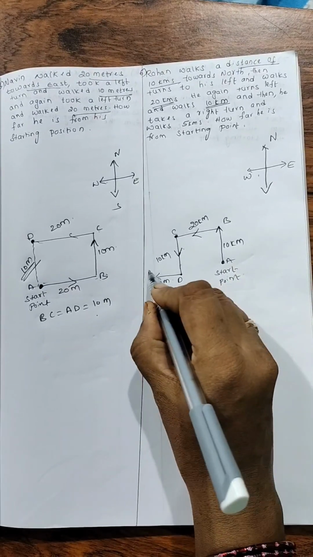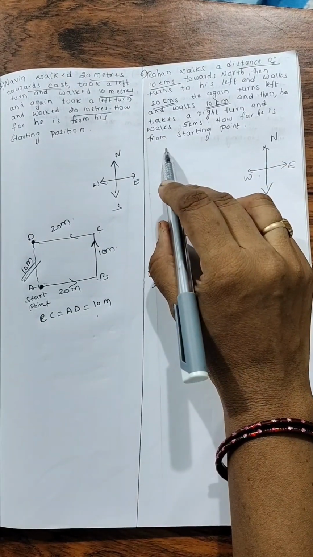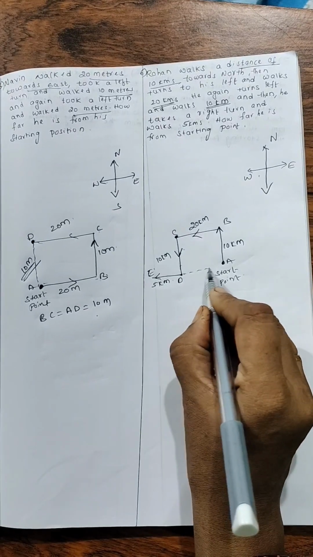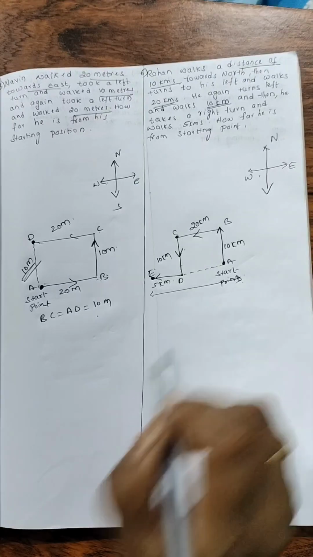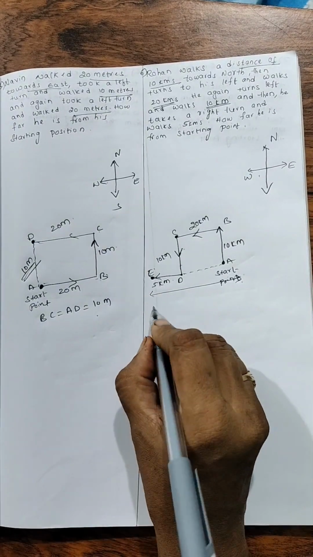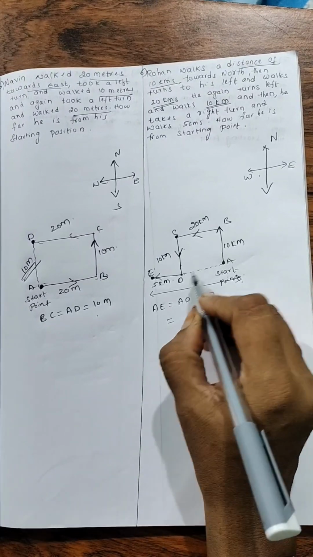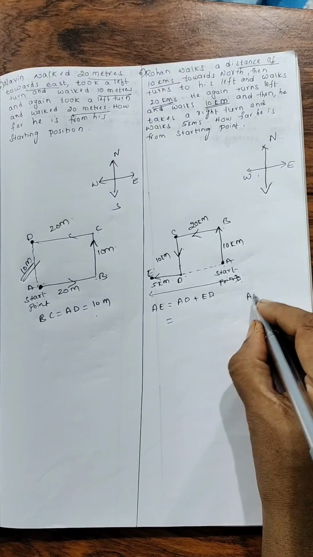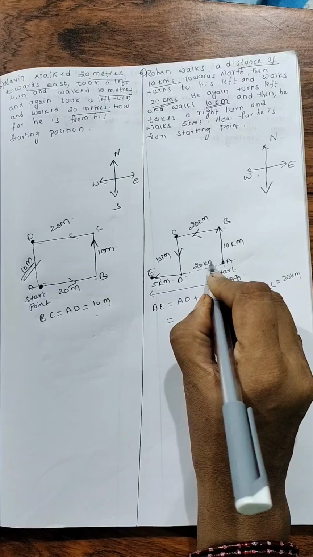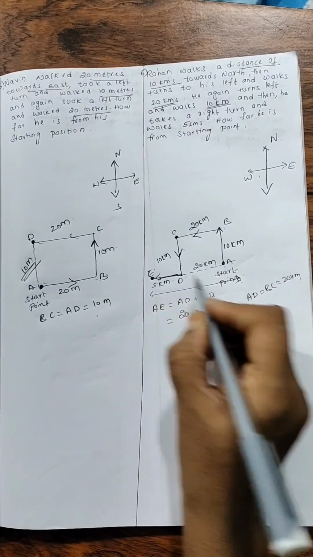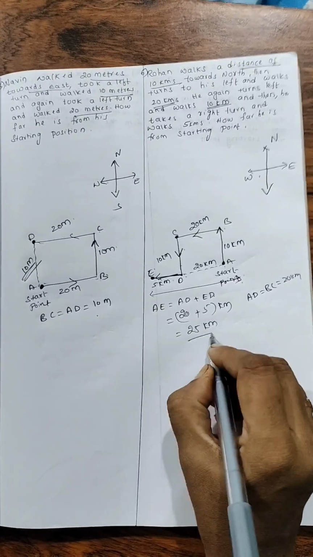D, E. How far is he from the starting point? Let us join this. Now this is the end point, and this we have to find. AE is equal to AD plus ED. Now AD will be equal to BC, which is 20 kilometers. So 20 kilometers plus this distance DE, 5 kilometers, is equal to 25 kilometers.